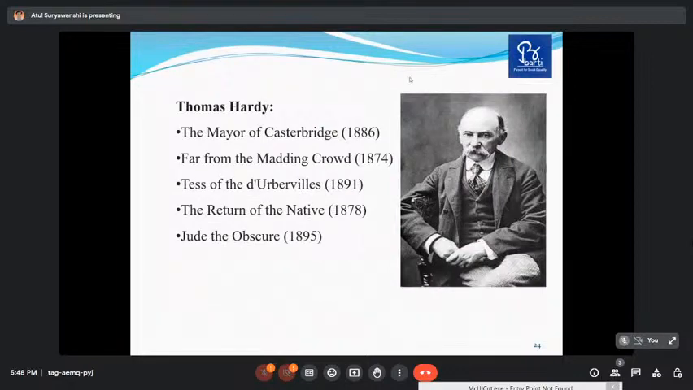The next Victorian writer, Thomas Hardy. Man is the puppet in the hands of cruel destiny. The prominent works: The Mayor of Casterbridge, 1886. Far from the Madding Crowd, which he published in 1874. Tess of the D'Urbervilles was published in 1891. The Return of the Native in 1878. And the next novel in the series is Jude the Obscure, which he published in 1895. These are the prominent works of Thomas Hardy. He presented a pessimistic point of view in most of his novels. So, one of the prominent novelists during the Victorian era.